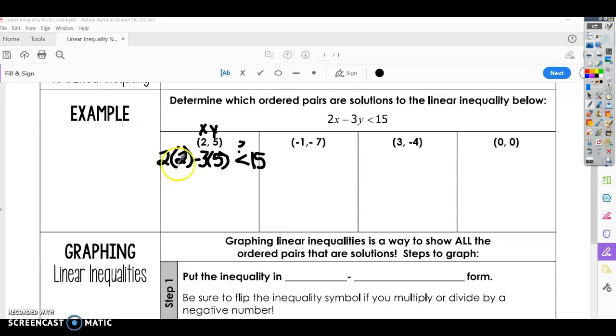All right, let's see. 2 times 2 is 4 minus 15, and we want to know if that's less than 15. So 4 minus 15 is negative 11. A negative number is always going to be less than a positive number. So this is yes, which means (2, 5) is a solution to this inequality. That means if we graph this, this point would fall in the shaded region, and we'll see what that looks like in a little bit. Let's look at another one.